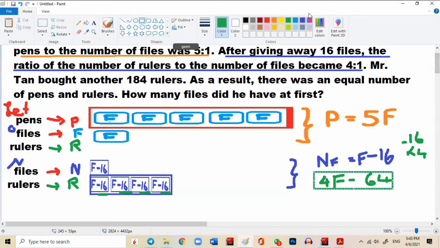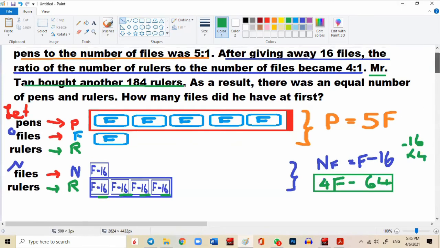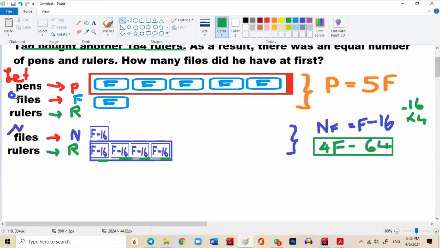Now you see, he very itchy. He wants to stop there and want to disturb us some more. You know what happened? Look, he go and buy, Mr. Tan, go and buy another 184 rulers. So what happened to the ruler? The ruler has changed again, right? Yeah, this ruler now, is it still R? Is the new ruler still R? No, it is R plus what? This is a new ruler. R plus 184.